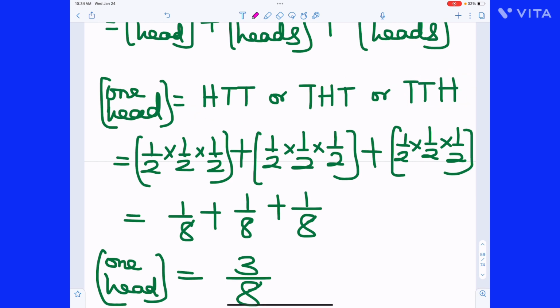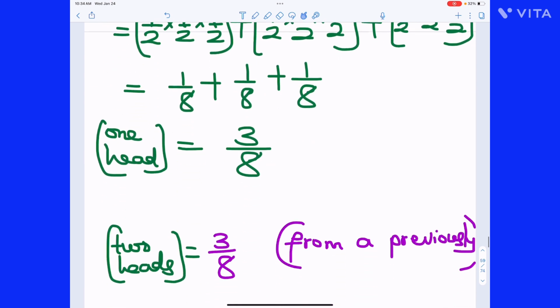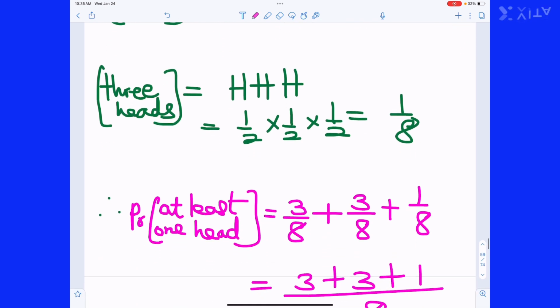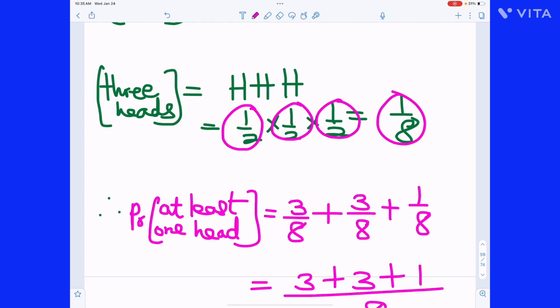So those are the 3 different ways of getting 1 head in 3 tosses of a coin. So you compute your probabilities, you get 3 over 8. Probability of getting 2 heads, we did this previously, so no need to repeat it. Now let's find the probability of getting 3 heads. There's only one way that can happen. You can get 3 heads only if you get a head first time, a head second time, and a head the third time. Can you see that? So that's 1 over 2 times 1 over 2 times 1 over 2, which is 1 over 8.